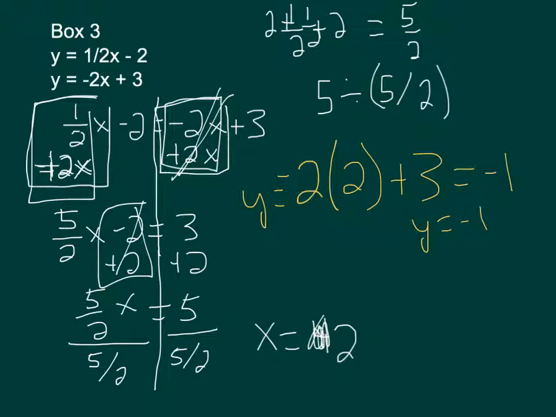Now I can write my answer as an ordered pair. The x always goes first. The answer is (2, negative 1). Now remember, pause this, rewind it to get it all copied down. If you don't understand something, raise your hand and call me over, and I will explain.